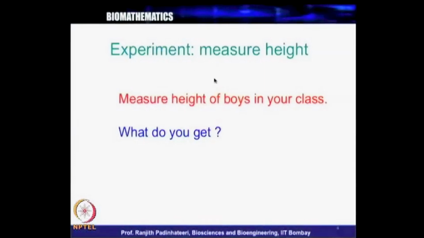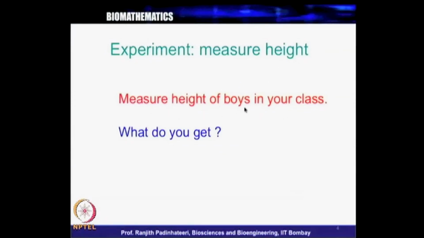As we said, we had various experiments. One of the experiments was traveling to the college, but we will discuss a new, simple experiment that you all can do yourself. We don't need a big setup or anything, you can do it in your class. So let us do a simple experiment of measuring height. The experiment is to measure the height of boys in your class. This is a simple experiment that anybody can do.